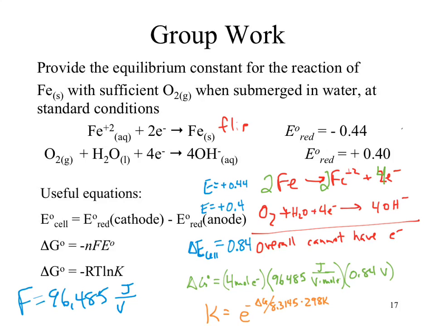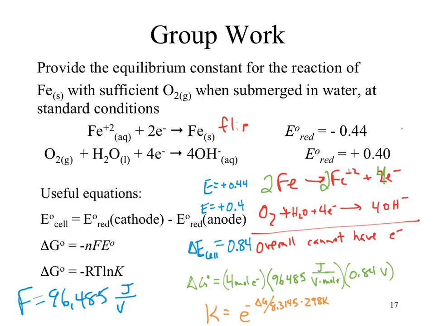N is the number of electron moles transferred in the course of the reaction. How many electrons were produced when we did our iron oxidation? 4. Those 4 electrons were immediately consumed by our oxygen. How many electrons were necessary to balance this reaction? 4. What's our N value in our Faraday's relationship?